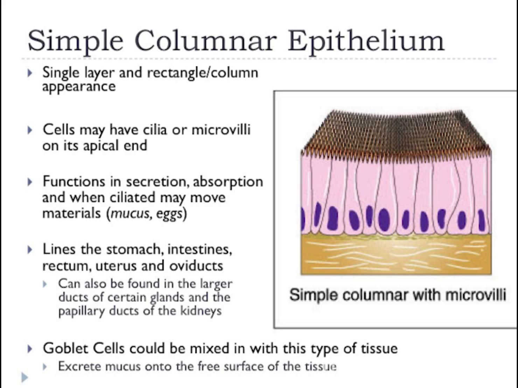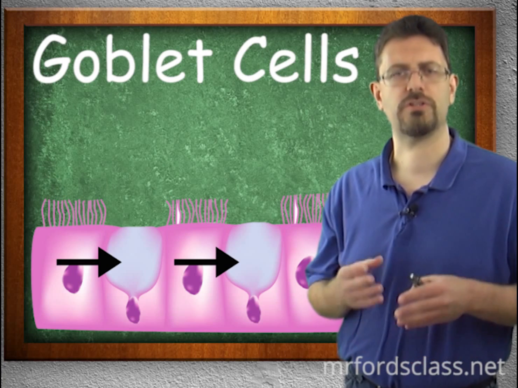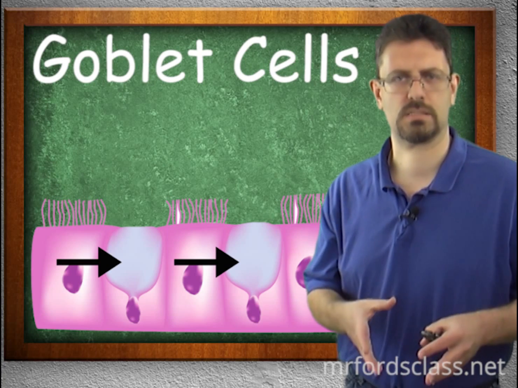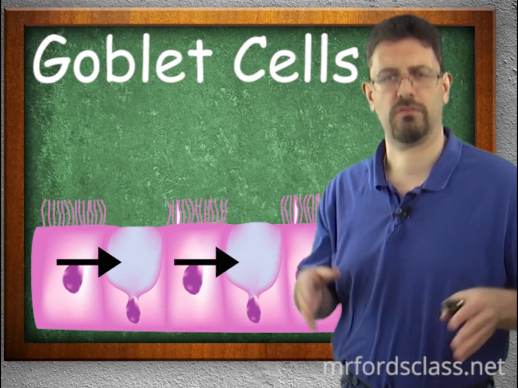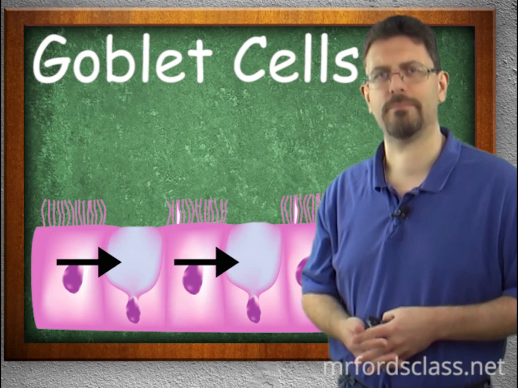It functions in secretions, there's that word again, and absorption, and when ciliated may move materials like mucus or eggs. It lines the stomach, intestine, the rectum, the ureters, and oviducts, and can also be found in large ducts of certain glands. Goblet cells could be mixed in with this type of tissue. Goblet cells are cells that produce mucus. So goblet cells, mucus, those words should tie together in your mind.